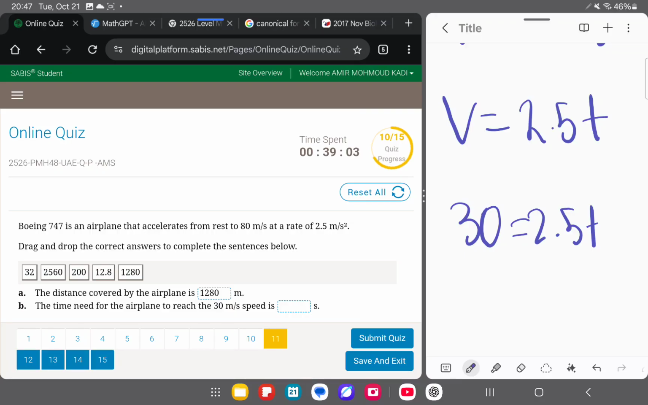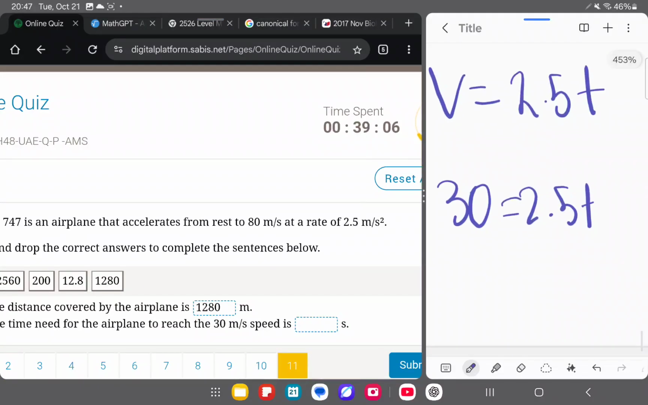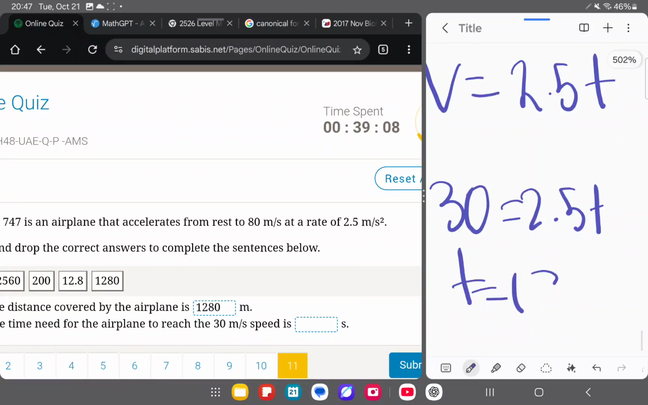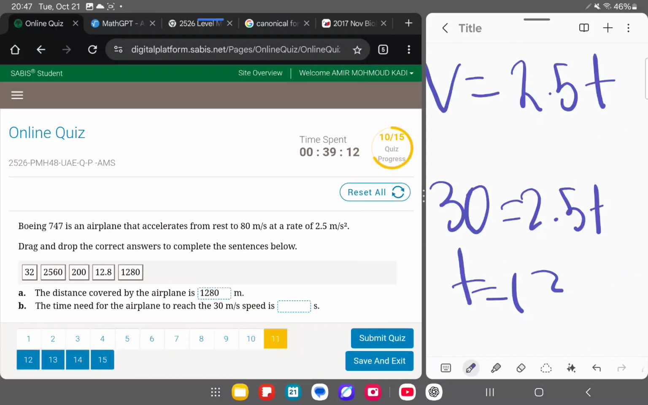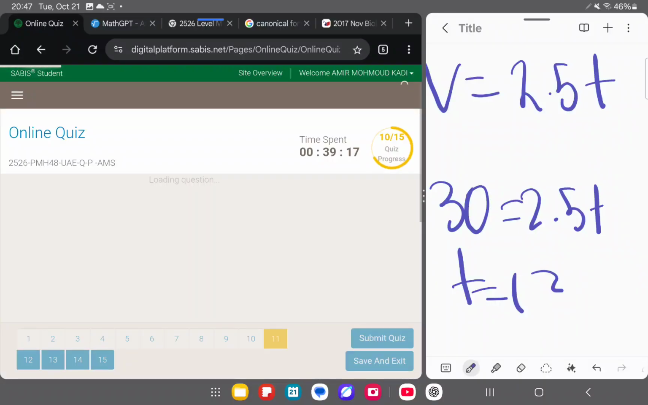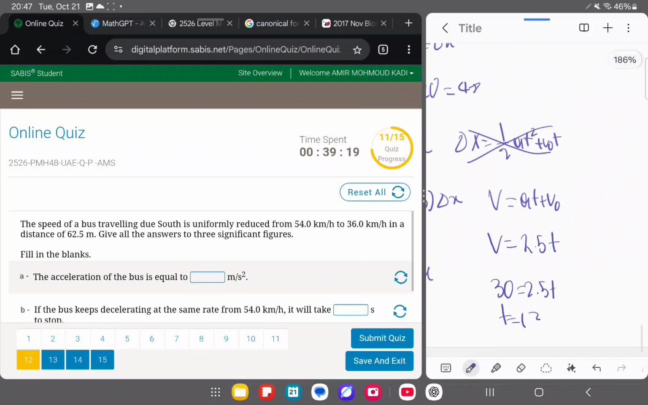Wait. Okay, guys, listen, I tried methods. t is supposed to equal 12, but I don't see any t equal to 12. So I believe there's a mistake here. I don't really know the answer here. I'll just put 12.8. It's the closest thing to 12. But I'm sure that's wrong in this quiz.